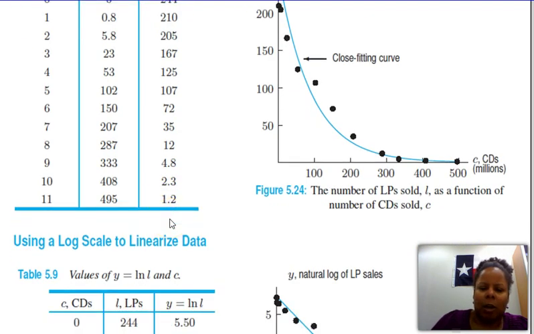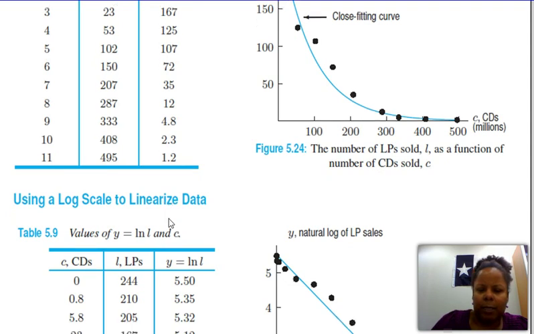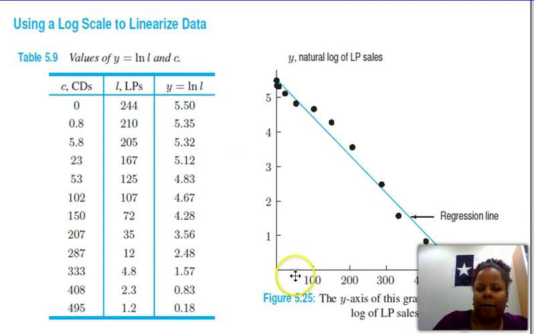But I can take the log of the LPs. So log of 244 ends up being 5.5. And then when I graph the CDs versus the log of the LPs, I get a linear type regression line, as we can see. Not that the data is linear, but the log of the data is linear. That's for people who like to see it in a linear sense.